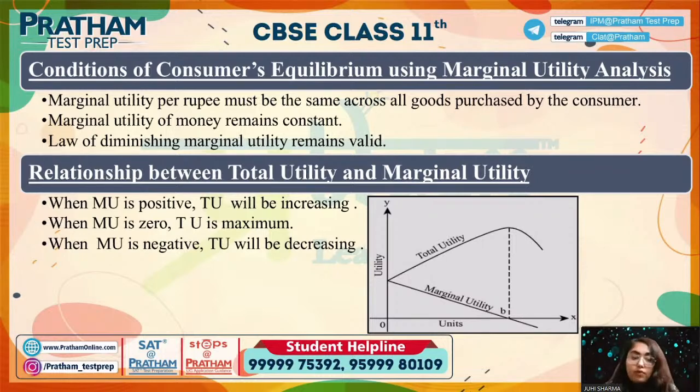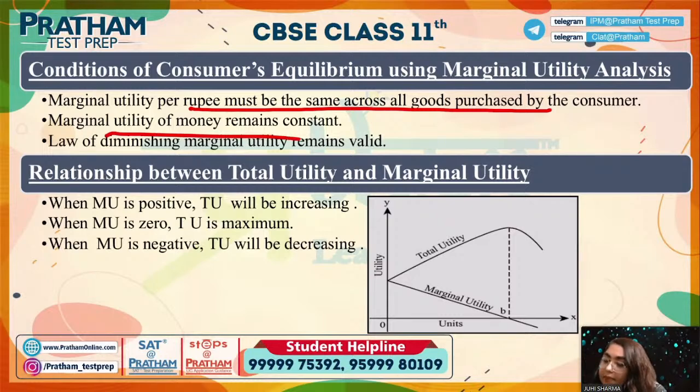पहली condition जो है वो क्या है, that marginal utility per rupee must be the same across all goods purchased by the consumer. So that is the first condition, कि वो कितने भी goods and services consume करे, irrespective of marginal utility जो per rupee उसको मिल रही है, that should be same across all the products.